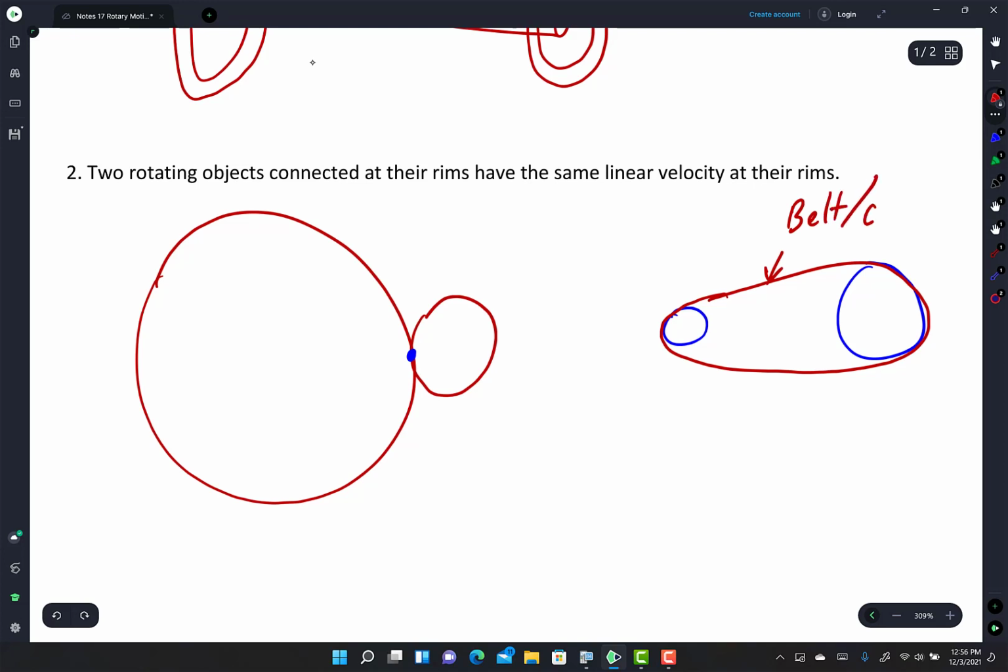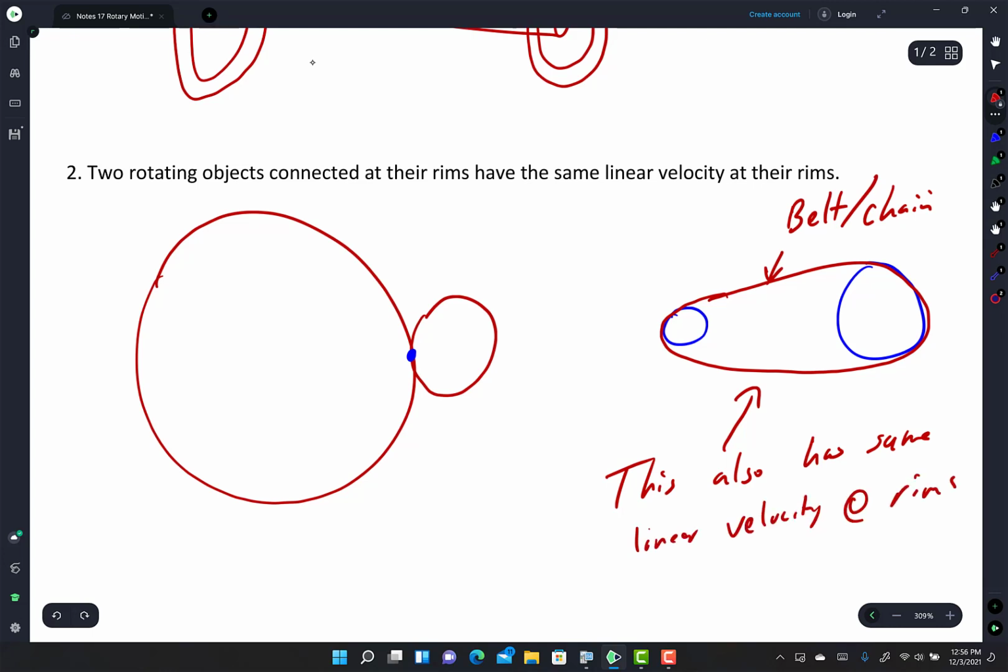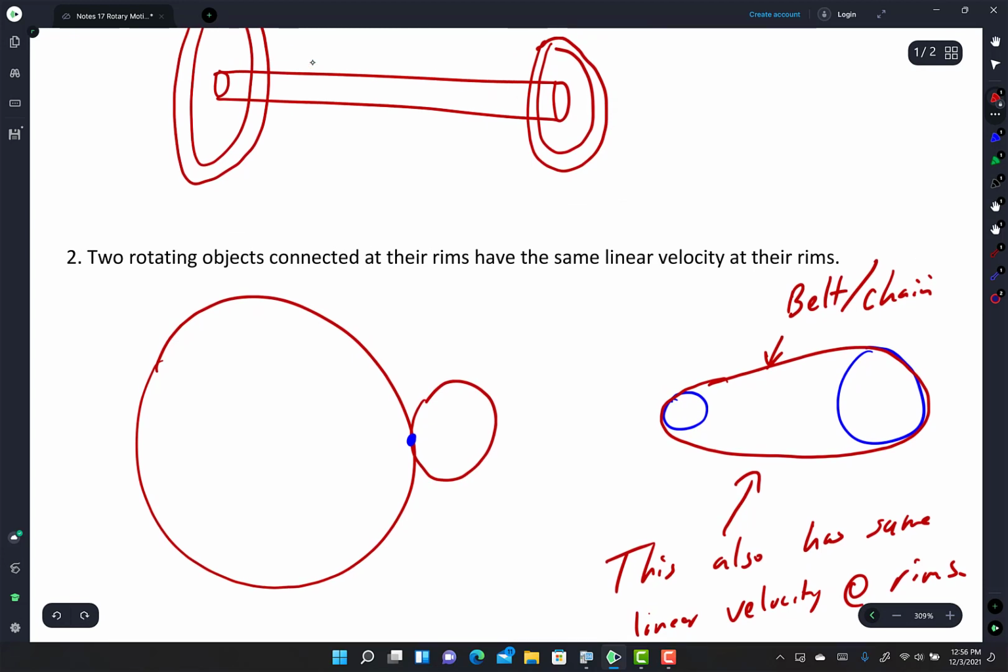Belt, chain. This also has same linear velocity at rims. When I say rims, at the exterior of that circle. Does that make sense to everyone? Okay. If you understand all three of those situations, then I think you will be good to go.